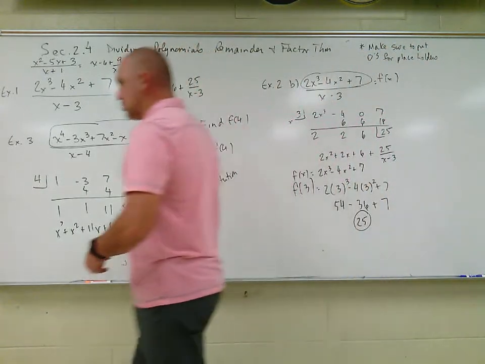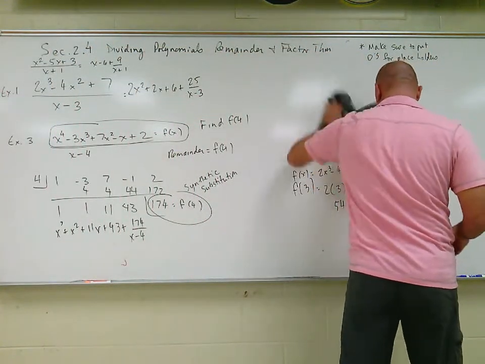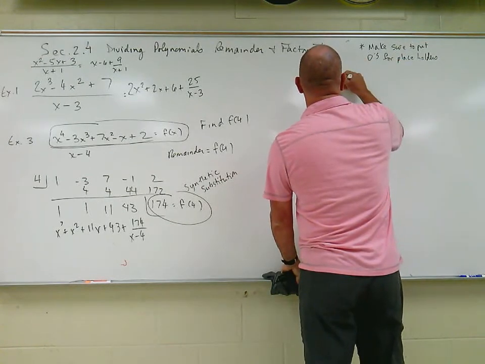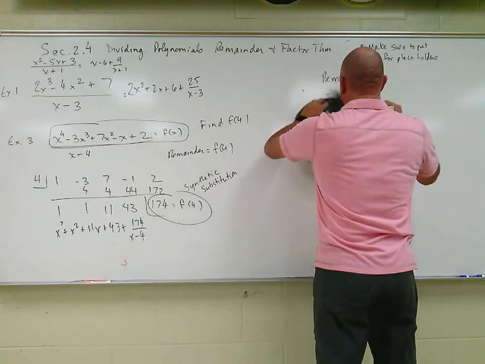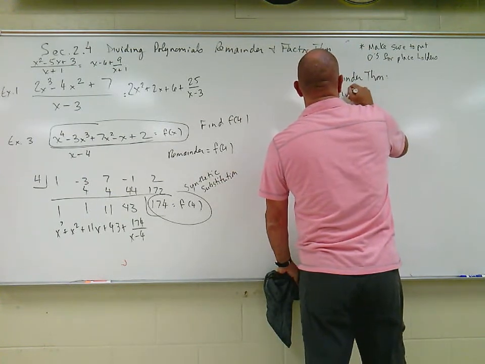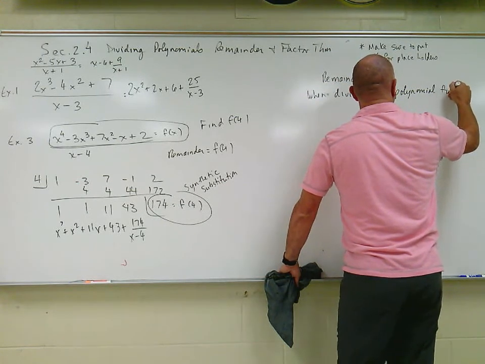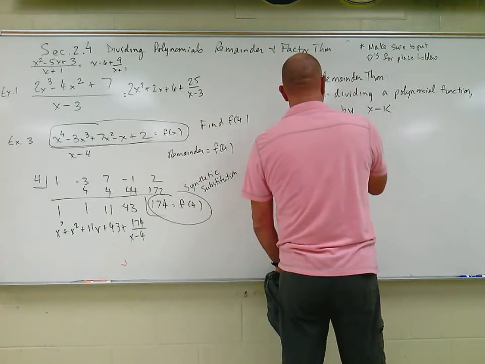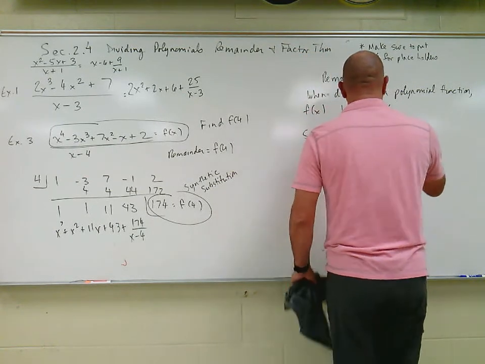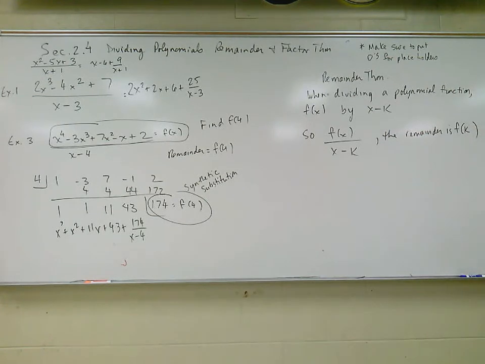Okay. And that is called the remainder theorem. So we're going to write that down real quick. So the remainder theorem says, when dividing a polynomial function f of x by x minus k, so we would have f of x, a polynomial, divided by x minus k, the remainder is f of k, always. The remainder is f of k.